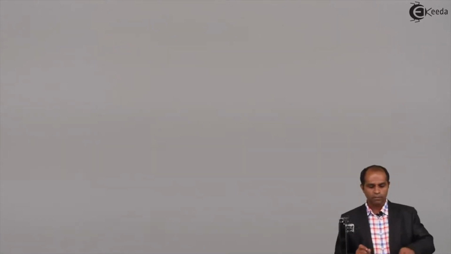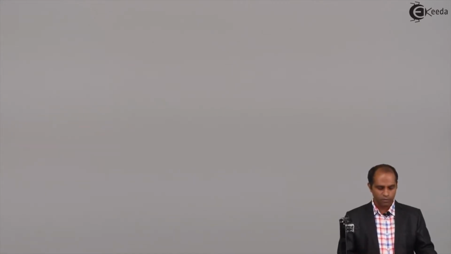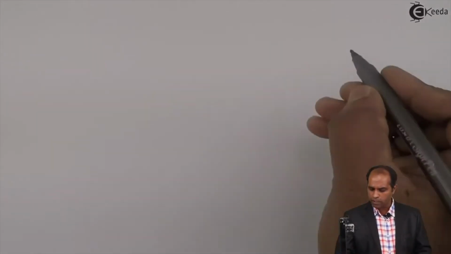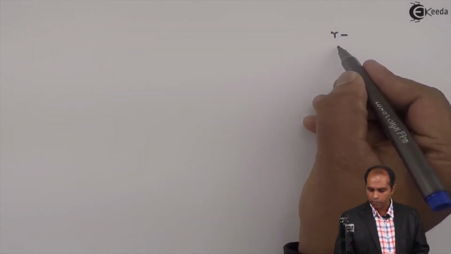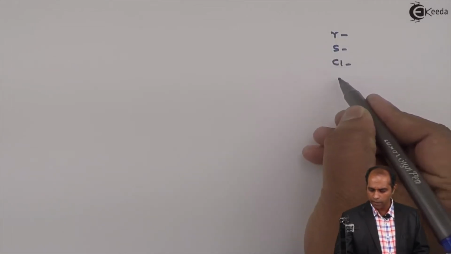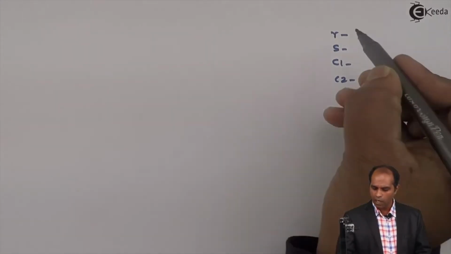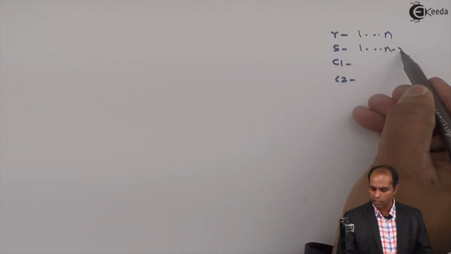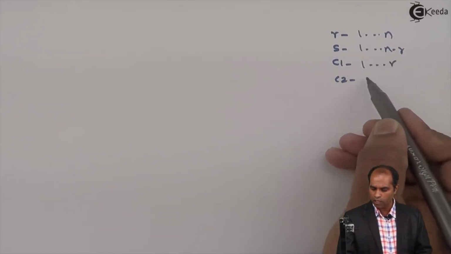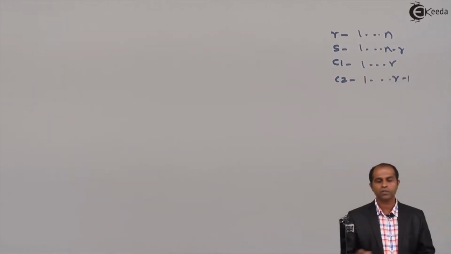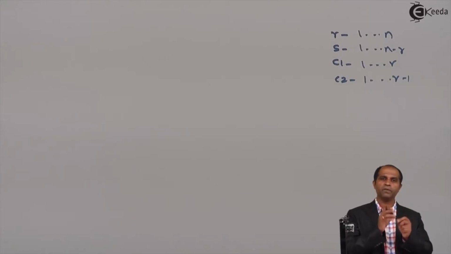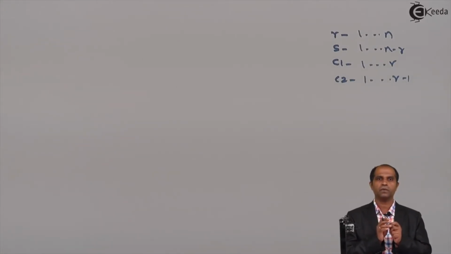Let's find a program to implement this particular pattern which we discussed. So we discussed that the equilateral pattern is going to be generated using 4 variables: R, S, C1, C2, where R will go from 1 to n, S will go from 1 to n minus r, C1 is 1 to r and C2 is 1 to r minus 1.